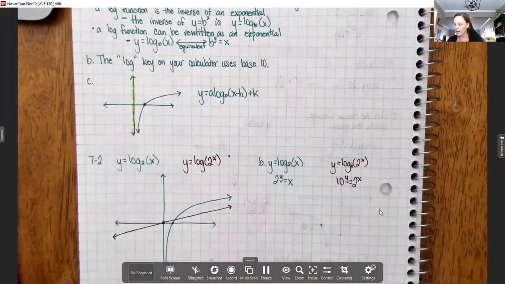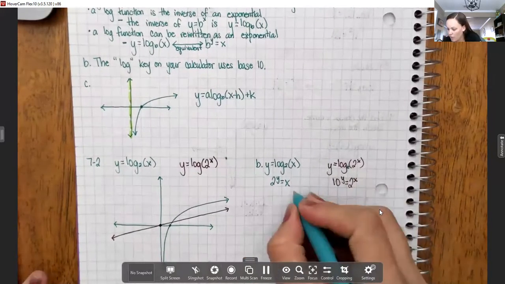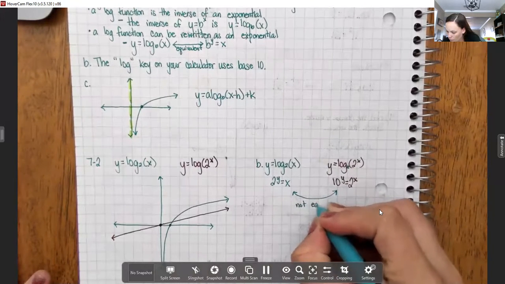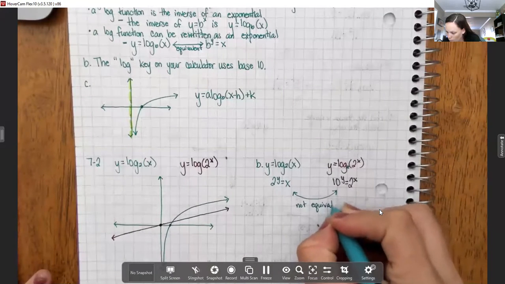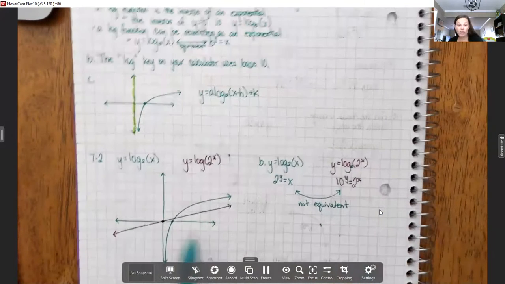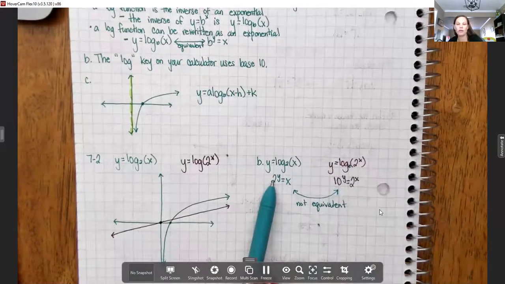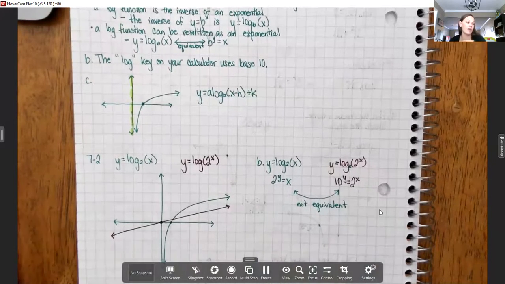And so we can see right here that these are not equivalent. So we could check it by graphing calculator or Desmos, or we could change them into their exponential form and see that they're not the same.